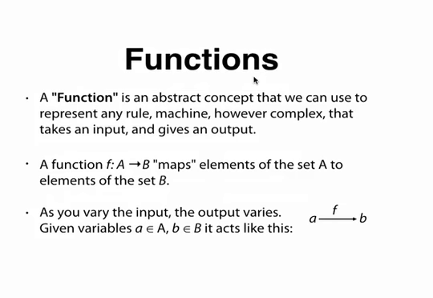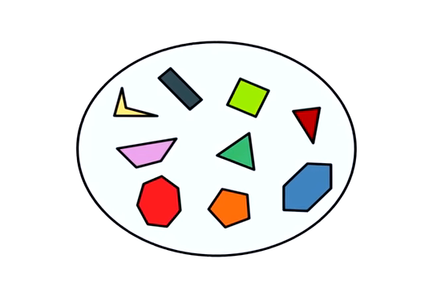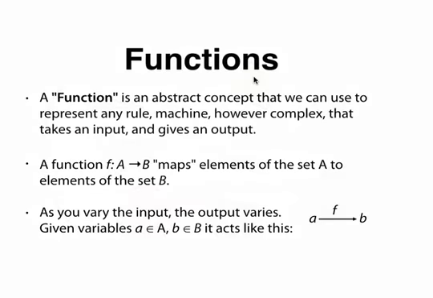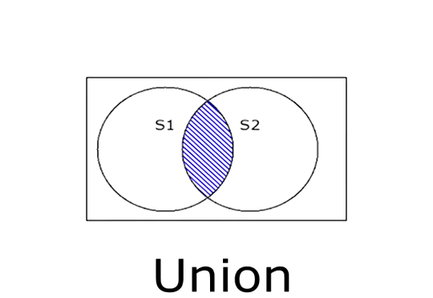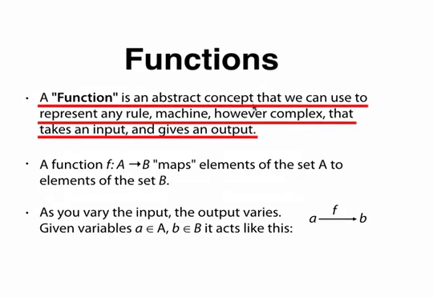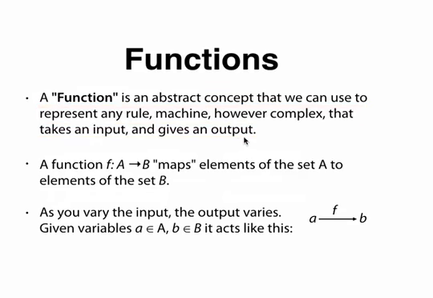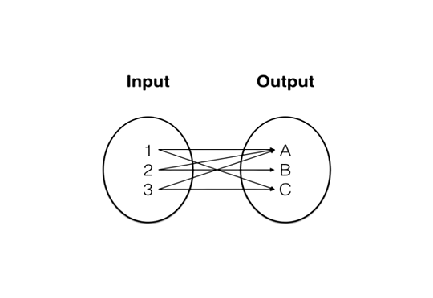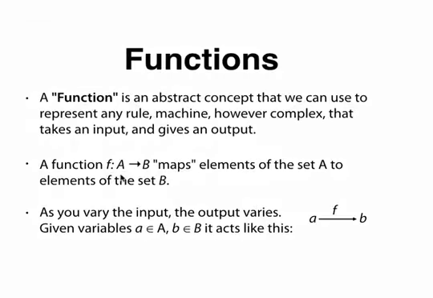Just like a set is a mathematical concept to express a collection of anything and have a series of operations you can do with them, like join two sets together, which is called a union, here we have functions. A function is an abstract concept that we can use to represent any rule or machine, however complex, that takes an input and gives an output. So we're going to use functions to represent a rule or a map that maps members of one set, like A over here, to another set called B.